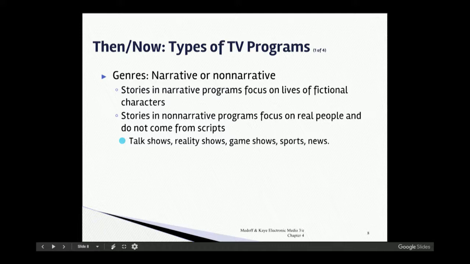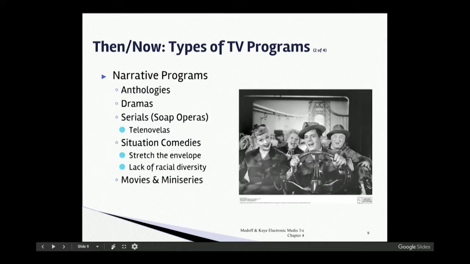narrative or non-narrative. Narrative meaning dealing with fictional characters, so your dramas, your comedies and stuff. Non-narrative programs, which would be documentaries or, of course, talk shows and now hugely popular reality shows when you get to the 1990s. Game shows, which are still on, a staple of daytime TV. Sports and news, which are really what keep people tuning into broadcast television now, that they can see all kinds of stuff through streaming services in a non-synchronous fashion.